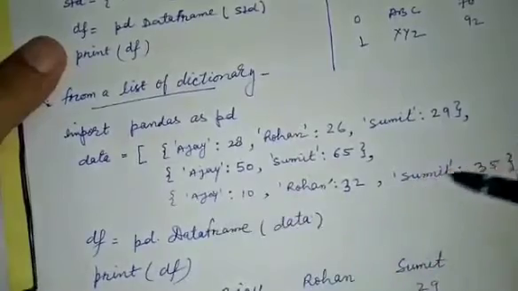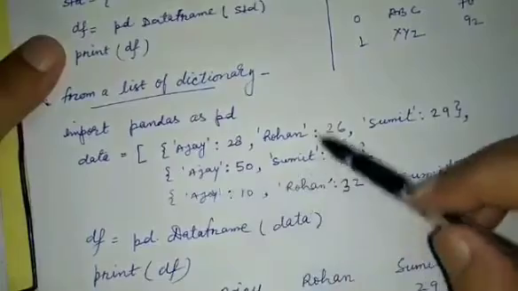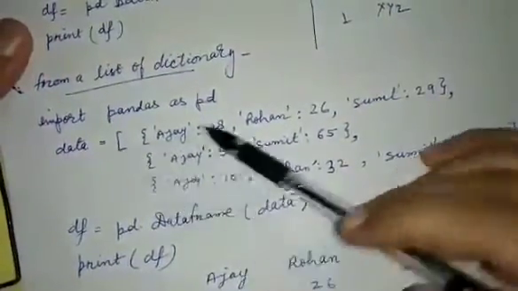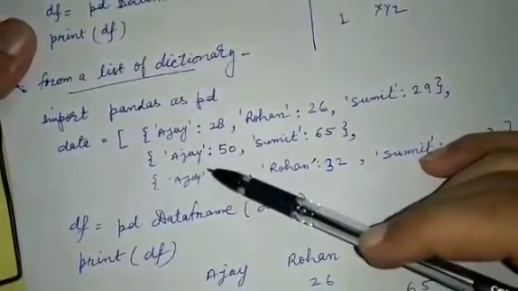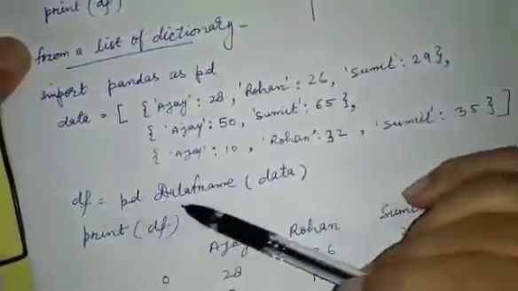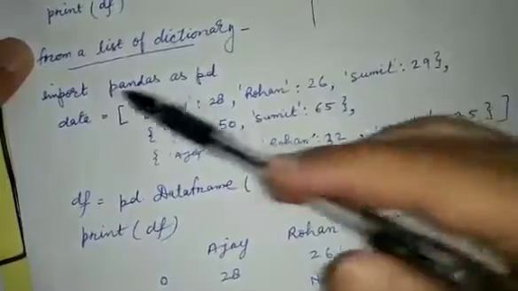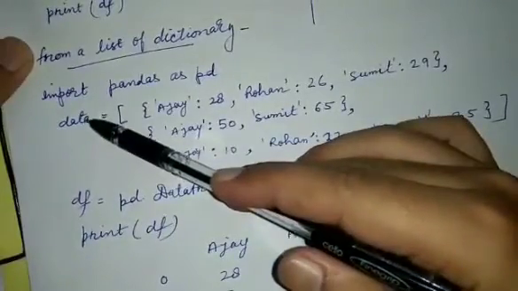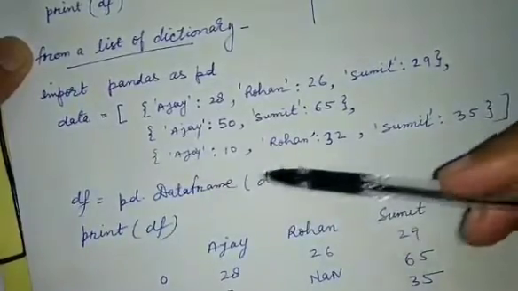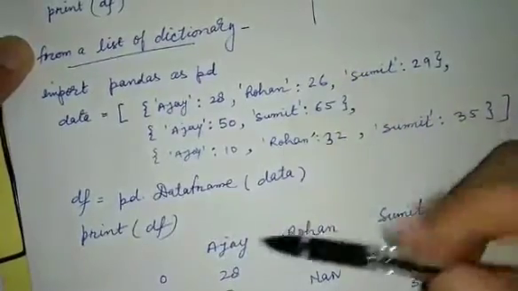The third element of this list is again a dictionary having some different values for the similar keys. So this is how we create a list of dictionaries. Now we will create a data frame out of this list of dictionaries. df is equal to pd dot DataFrame, data. We are going to pass this data, the list of dictionaries, to the DataFrame method and then print the df. We will get this kind of data.